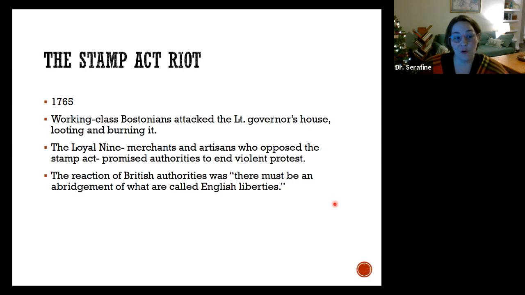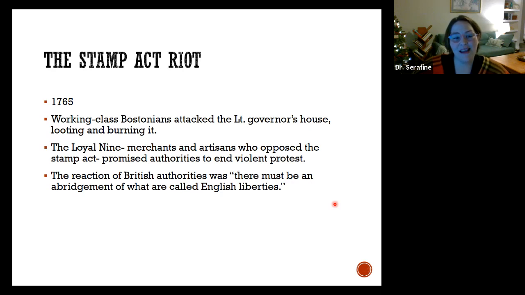England, or the British authorities, crack down, of course, after the Stamp Act riot, and a group calling themselves the Loyal Nine. These are colonial elites, wealthier merchants, artisans who own their own shop. This Loyal Nine promises British authorities, we will get control of our rowdy patriots, and we'll put an end to violent protest. It's a promise that they can't quite keep.